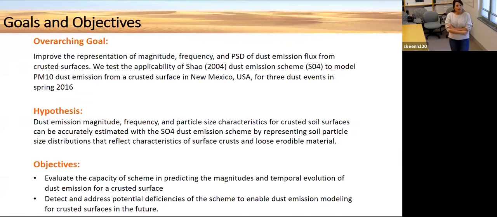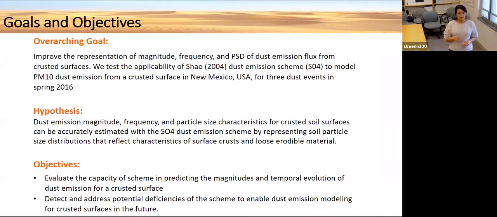So the goal of this project was improving the representation of the magnitude, frequency, and particle size distribution of dust emission from crusted surfaces. We test the applicability of one of these dust emission schemes, named Shao 2004, to see how PM10 dust emission is estimated from crusted surfaces in New Mexico, USA. We examined the capability of this scheme for three dust emission events in spring 2016.